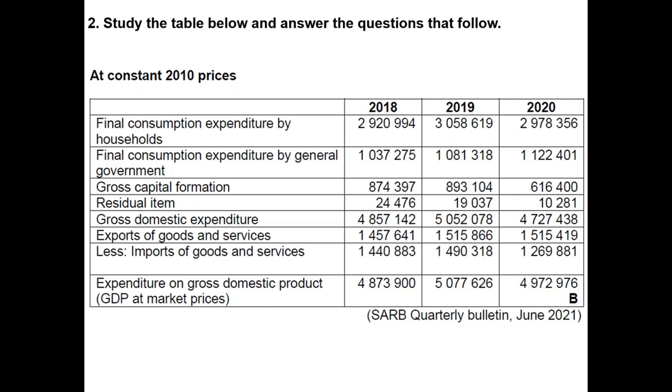The information is supplied for the base year, basically 2010, and for 3 years pertaining to 2018, 2019 and 2020. So we look at each one of these lines, just to refresh your memory. We have final consumption expenditure by households. This refers to what we as households, private individuals or consumers, spend in the economy, right? The money that we spend on goods and services. Then final consumption expenditure by general government: money government spends on purchases in the country. So they also buy goods and services. And then gross capital formation.